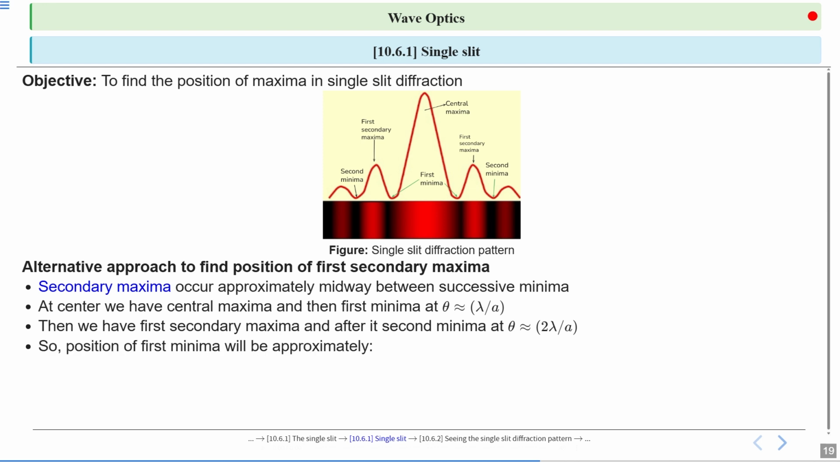Now let's determine the position of the first secondary maxima. It will be approximately at an angle theta equal to 3 lambda divided by 2a. This position is derived from the pattern we observe between the minima and maxima. So the position of first secondary maxima can be expressed as theta approximately equal to 3 lambda upon 2a, which simplifies to 1 plus 1 upon 2 times lambda by a. This formula gives us a precise way to calculate where the first secondary maxima will appear in the diffraction pattern.